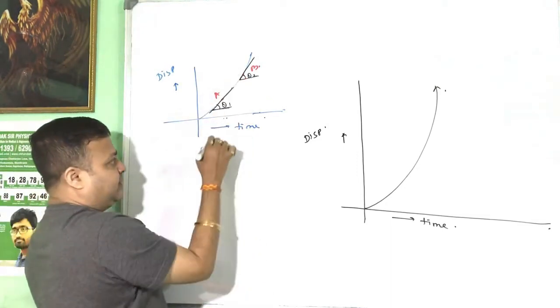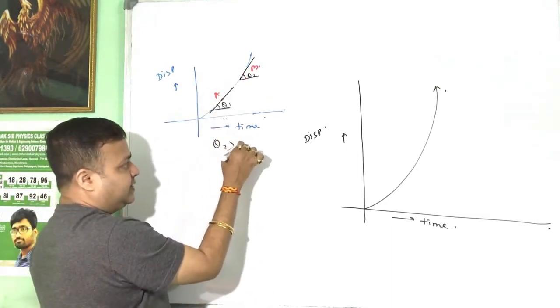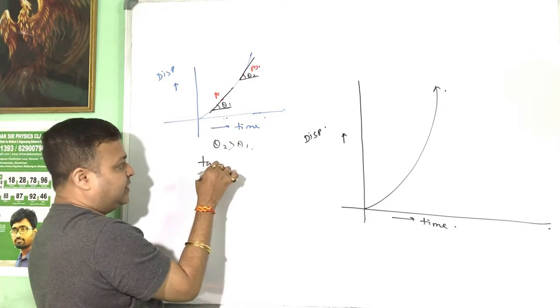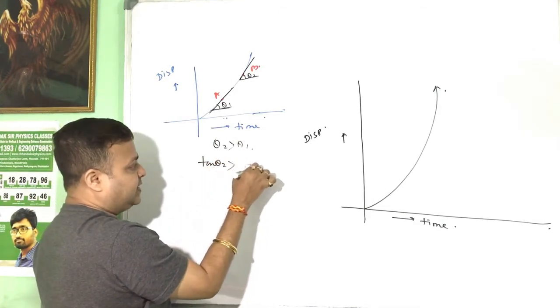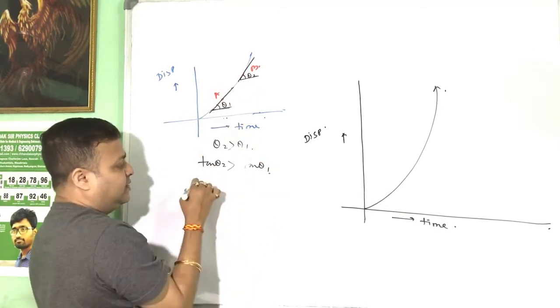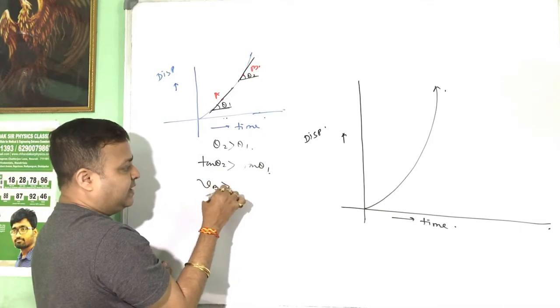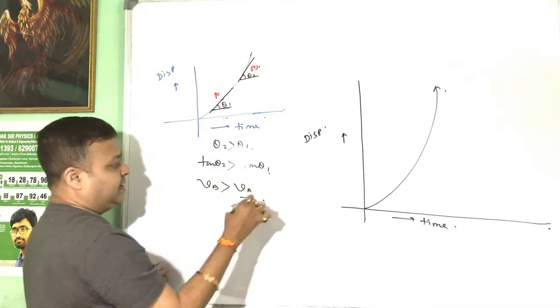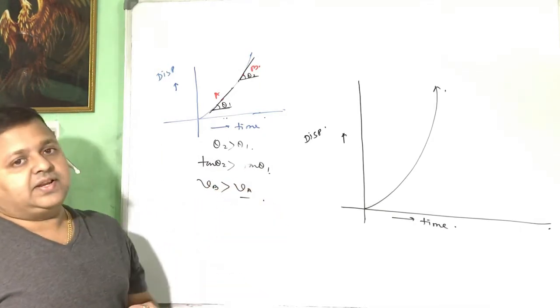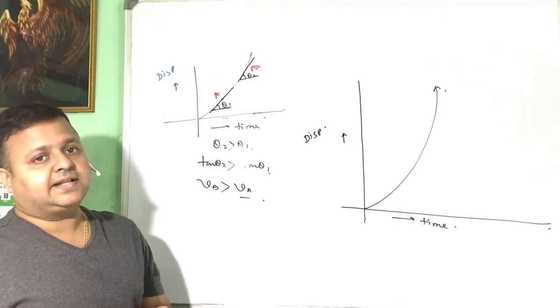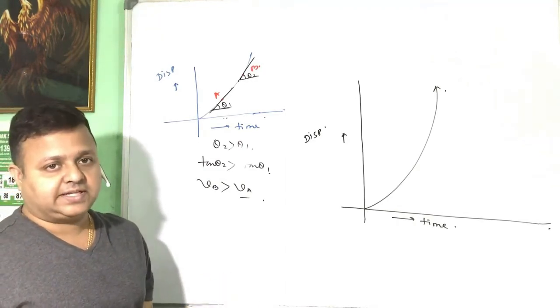এখানে দেখতে পাচ্ছিস from this diagram here theta 2 greater than theta 1, so tan of theta 2 greater than tan of theta 1. What is tan of theta 2? Velocity at point B is greater than velocity at point A. That means the velocity is continuously increasing. That means it is moving with the acceleration.